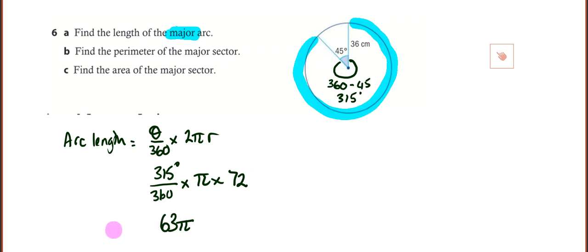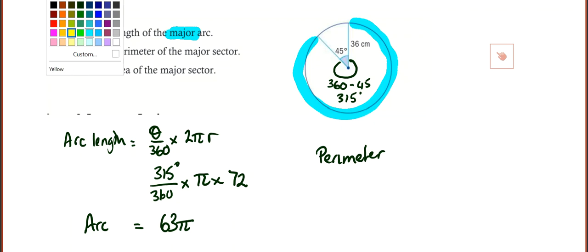So arc length is 63 pi in terms of pi. Now it hasn't asked for it, but what is interesting here, it then says find the perimeter of the major sector. So this always leads to a bit of a mistake here. What's the perimeter of the major sector? It's the arc length plus 2 radius, because it's not. That's the bit that people forget.